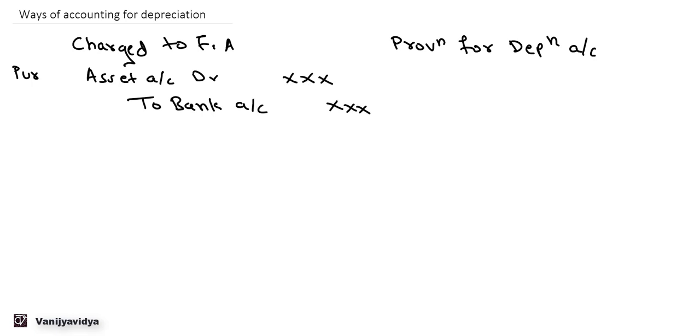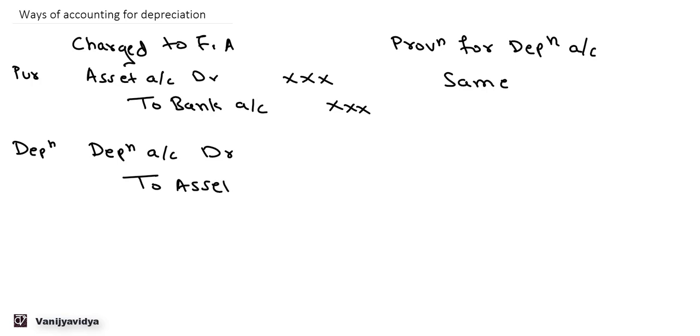Say if it is charged directly to the fixed asset, let us see all the scenarios. In case of purchase of asset, your entry will be asset account debit to bank account or debtors account. In case of provision for depreciation also, the entry will be same. Now, when you charge depreciation at the end of the year to the fixed asset account, your entry will be depreciation account debit to asset account.